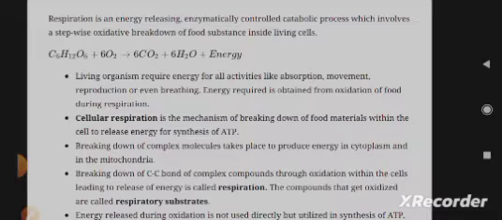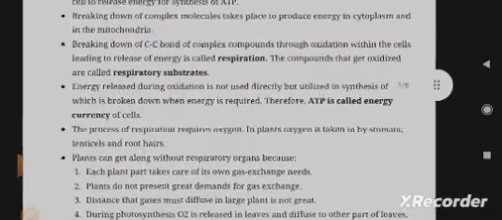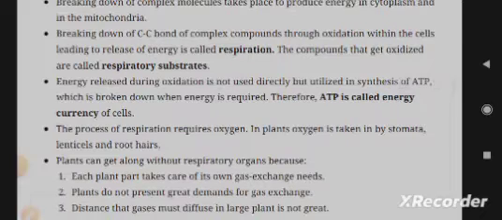Cellular respiration is the mechanism of breaking down of food materials within the cell to release energy for synthesis of ATP. Breaking down of complex molecules takes place to produce energy in cytoplasm and in the mitochondria. Breaking down of C-C bonds of complex compounds through oxidation within the cells, leading to release of energy, is called respiration. The compounds that get oxidized are called respiratory substrates. Energy released during oxidation is not used directly but utilized in synthesis of ATP, which is broken down when energy is required. Therefore, ATP is called the energy currency of cells.